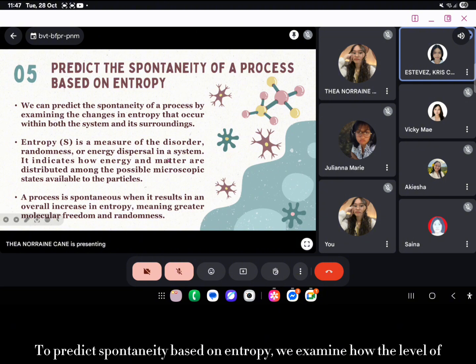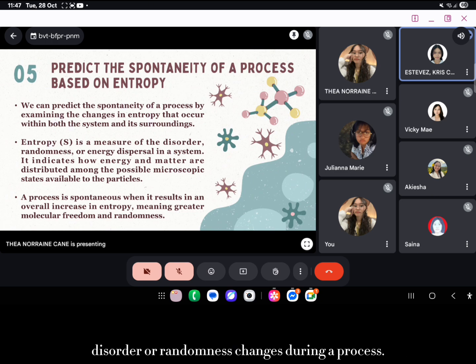To predict spontaneity based on entropy, we examine how the level of disorder or randomness changes during a process. Entropy, represented by the symbol S, describes how energy and matter are distributed within a system. The guiding principle is that a process will be spontaneous if it leads to an increase in the total entropy of the universe, which includes both the system and its surroundings. This means that nature naturally tends towards states of greater disorder and energy dispersal.